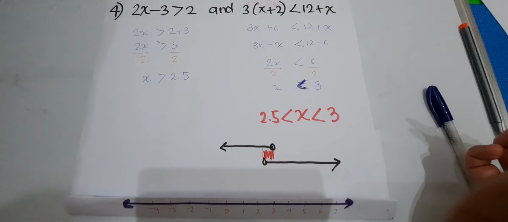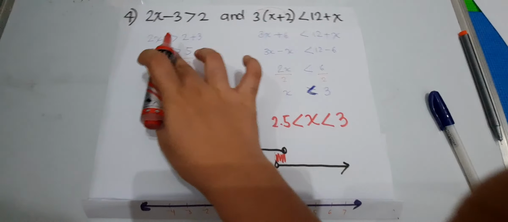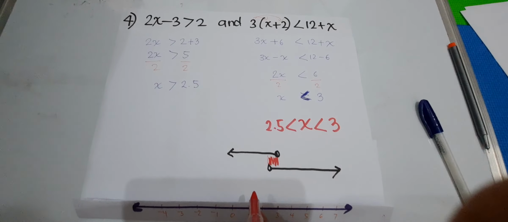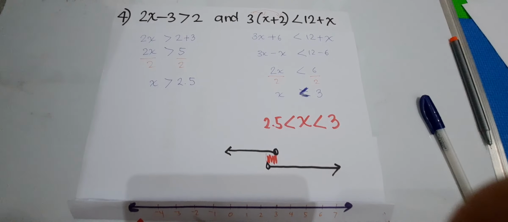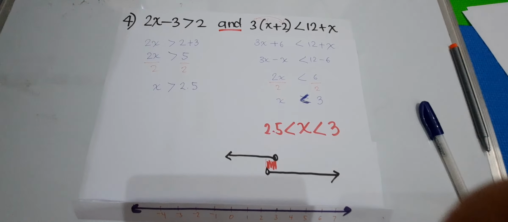Okay, so this is again how you will do simultaneous linear inequalities. You solve them individually, plot on the real number line, identify where they are together, and that will be the solution for the "and" part. Okay.